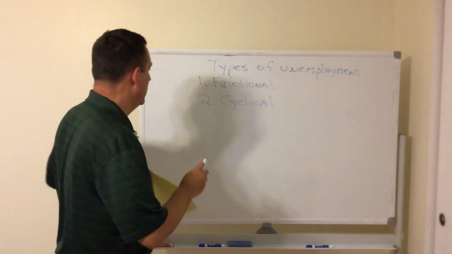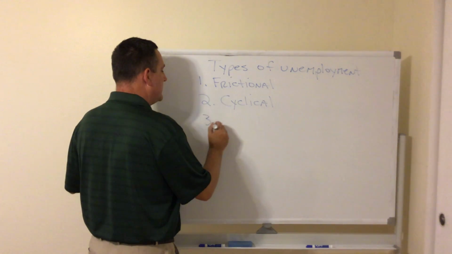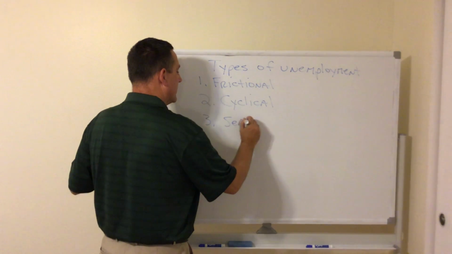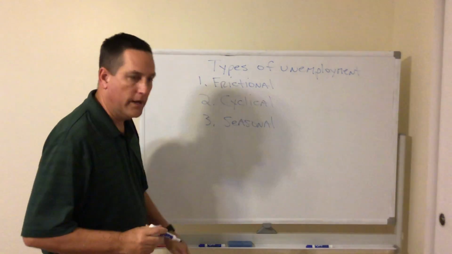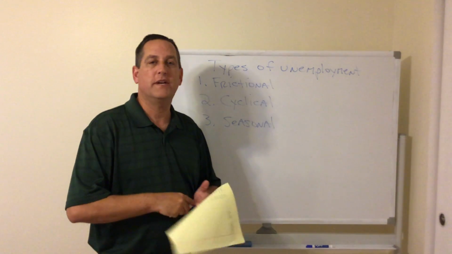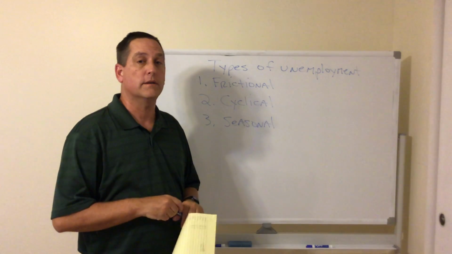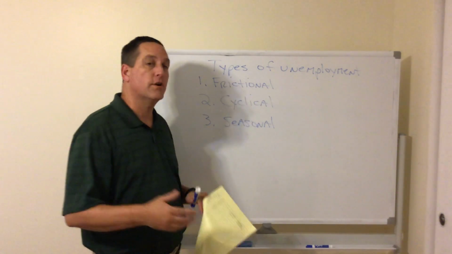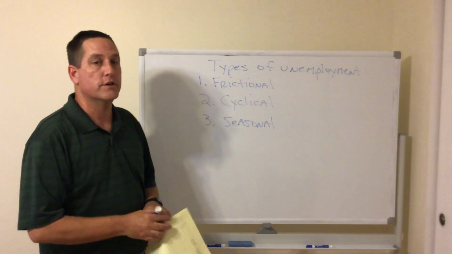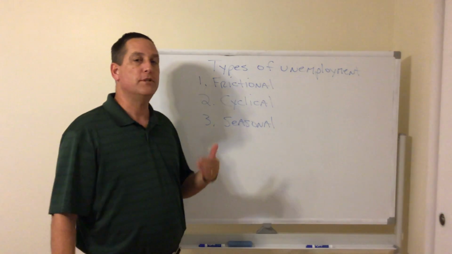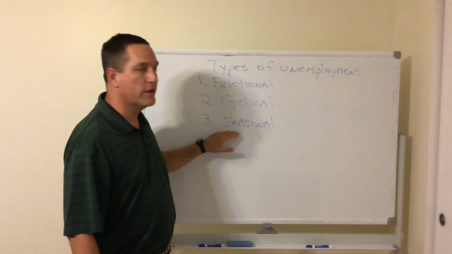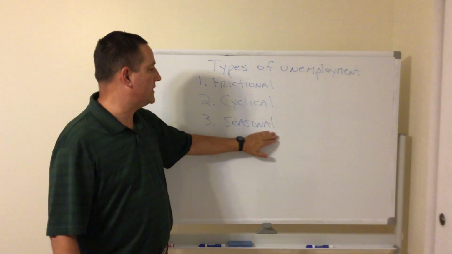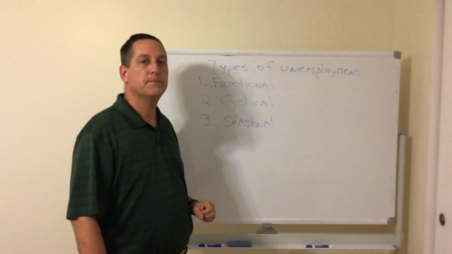Okay? The third one is seasonal. With seasonal unemployment, you're unemployed because it's the wrong time of the year. For example, let's say you're a lifeguard at Raging Waters. Okay? Well, what happens during the winter? Raging Waters isn't open, so you're looking for work. You're said to be seasonally unemployed.